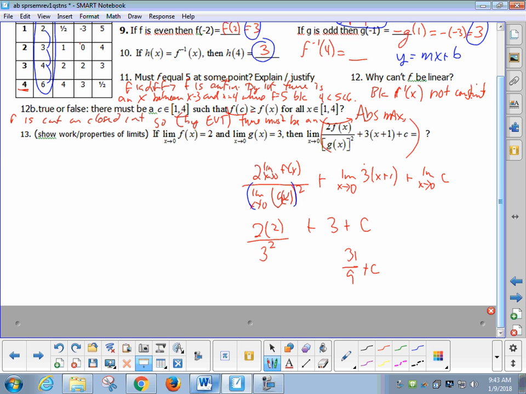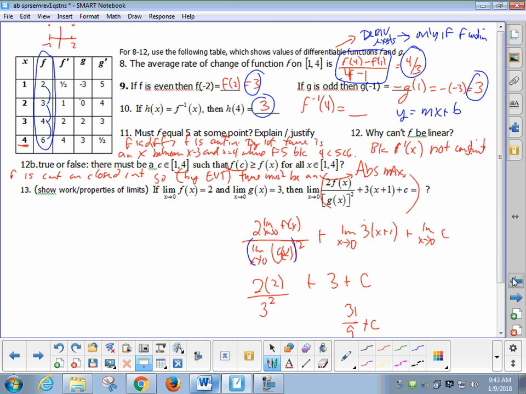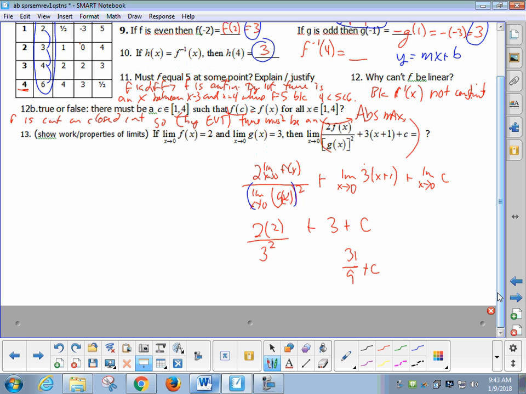Some professors are super picky about that. If you don't show that work, they wouldn't give you much credit at all. Okay, so that's what I would call good work. Are you with me? Yes. Why do you need to show the limit for 3 parentheses x plus 1 if there was no limit there to begin with? Okay, that's my problem.